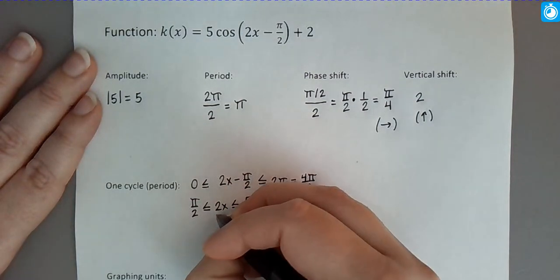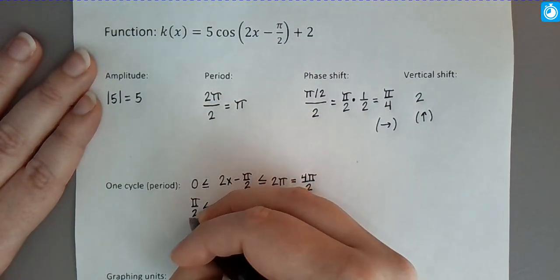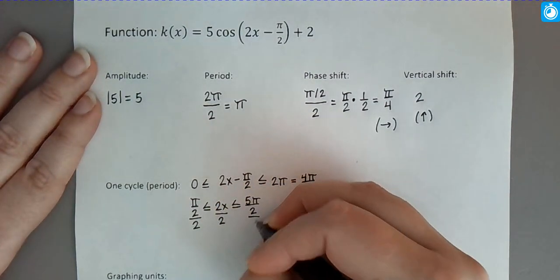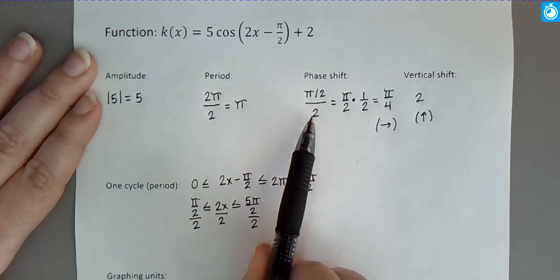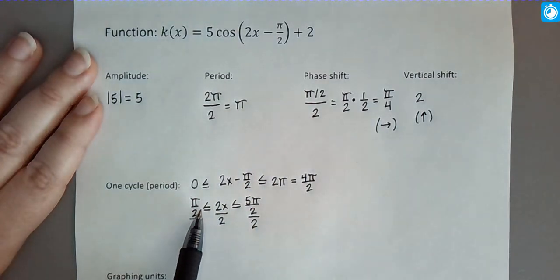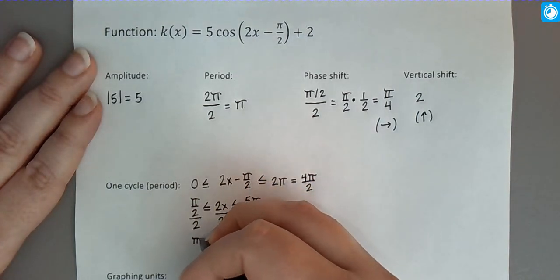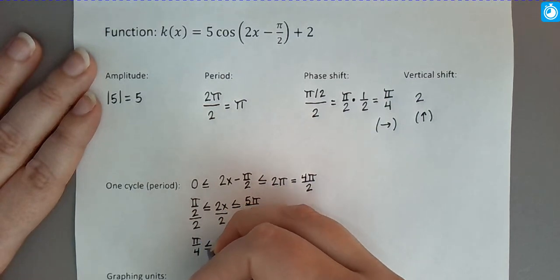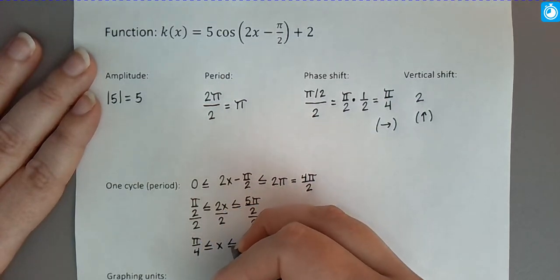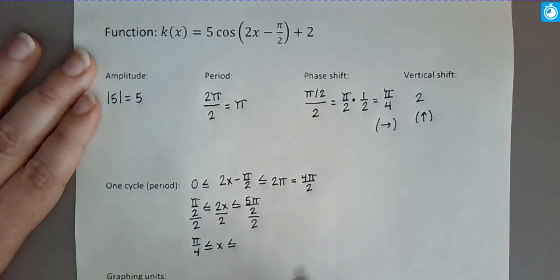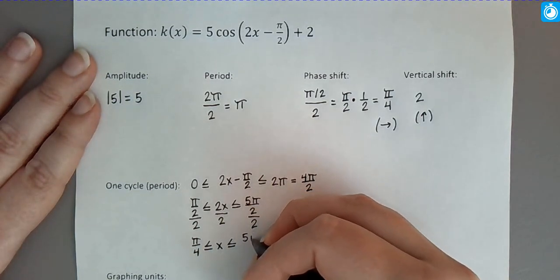Okay, now we need to divide by 2. And again, just like when we divided by 2 up here, be really careful. These 2's are not going to cancel out. Dividing by 2 is the same thing as multiplying by 1/2. So the 2's are not going to cancel, they're essentially going to combine and multiply together. So pi over 2 divided by 2 is going to be pi over 4. Okay, we've isolated our x, that was the goal. And then 5 pi over 2 divided by 2 is going to be 5 pi over 4.